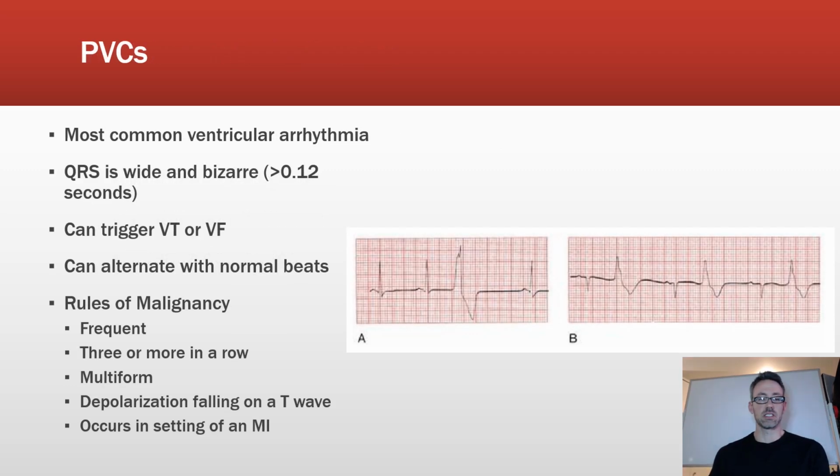Now, PVCs, these premature ventricular contractions, are the most common ventricular arrhythmia, and oftentimes may actually be a completely benign finding, but the QRS is wide. It's greater than 0.12 seconds, usually bizarre looking. But the danger of these is that they could trigger VTAC or VFib, which I have as VT or VF. And it can alternate with normal beats as ectopic beats do.